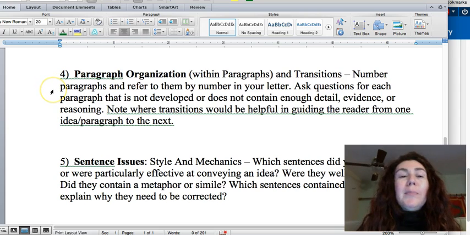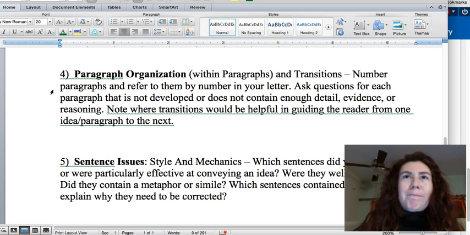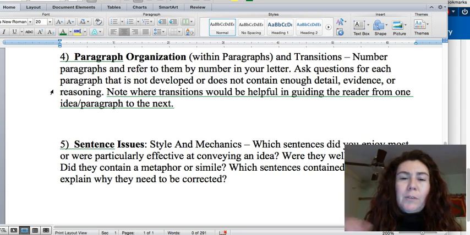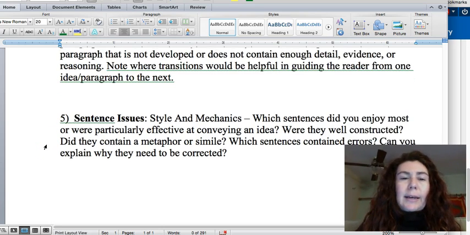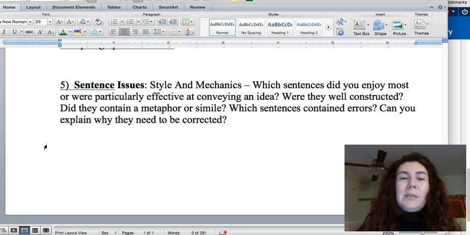It is important to number the paragraphs, and you'll see that in the sample that I'm going to show you, so that it's very easy to refer to and say, in paragraph 4, I noticed that there wasn't a clear topic sentence, or it seems to have 2 ideas in there and you might want to separate them. Whatever it is, it's very easy for both of you to refer to. And then you can also note in this section about where there are transitions that work well and where some transitions may be needed.